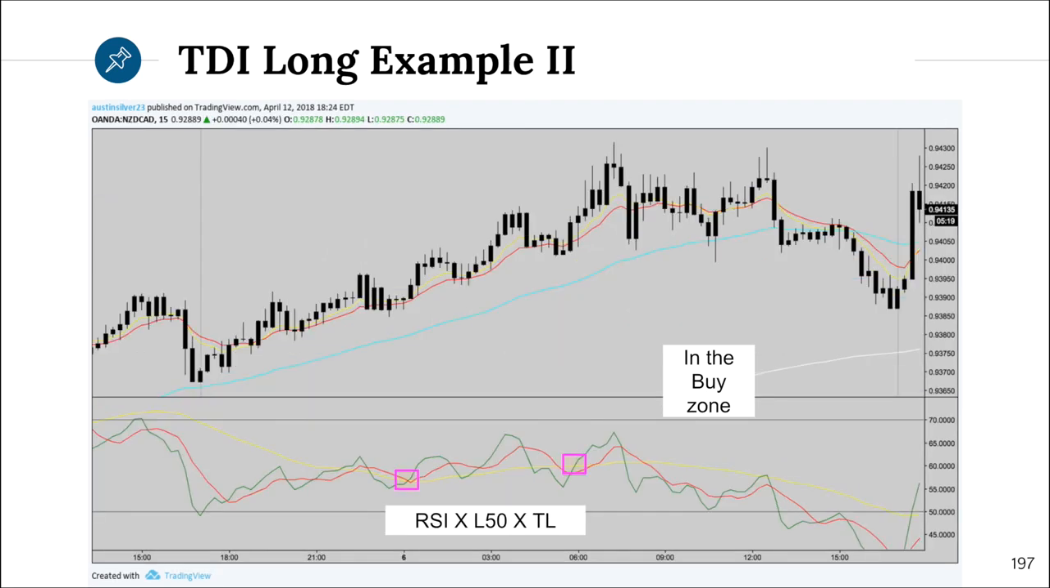Again, another example here. We have one of those dropping liquid 50s to start the day. Period separator right here. So this RSI coming through the liquid 50 in the buy zone and this RSI coming through the liquid 50 in the buy zone are 2 crosses that I would not be interested in, only because of this dropping liquid 50. Now, that's around midnight.